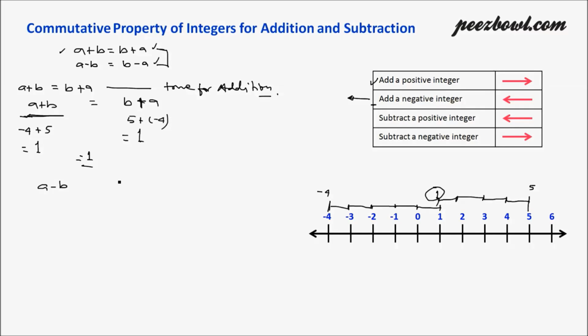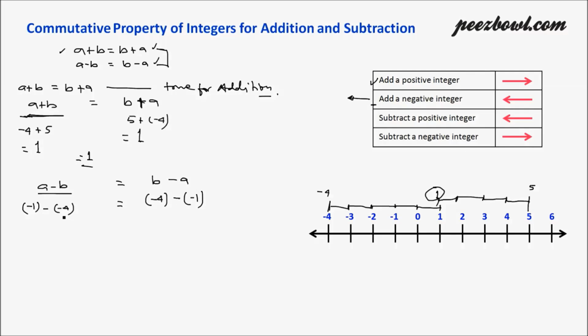This time we have a minus b is equal to b minus a. Let us find out whether both values are the same. Let us replace a and b with some integers. Let us say at the place of a I put -1 and at the place of b I put -4. So I am subtracting -4 from -1. In reverse order, b is -4 minus a is -1.